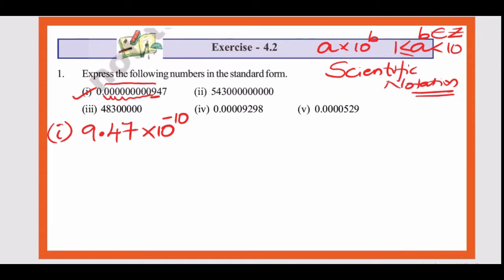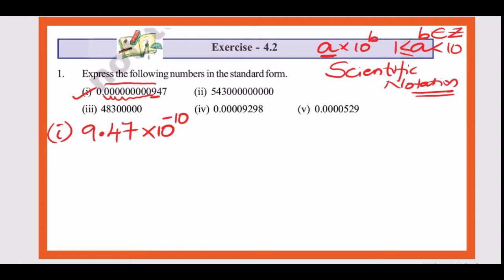Now moving on to question number 2. Here you can understand it clearly. Since we don't have any decimal point, whatever we want to represent, this a should be lying between 1 and 10, and a can be 1 also.